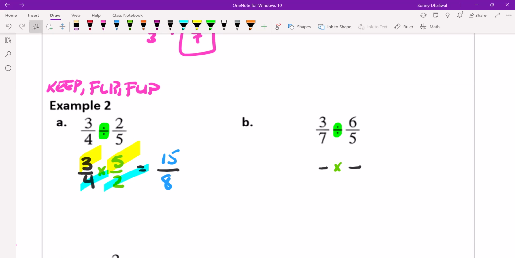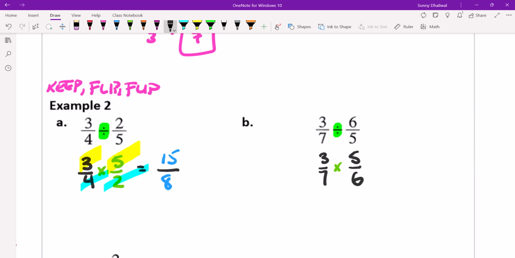How does the first fraction look like? What do I write down here? 3 over 7. 3 over 7 stays exactly the same as it was before. How does the second fraction look like? 5 over 6. Okay. Excellent. We flip that second fraction. Now it becomes a multiplication question.